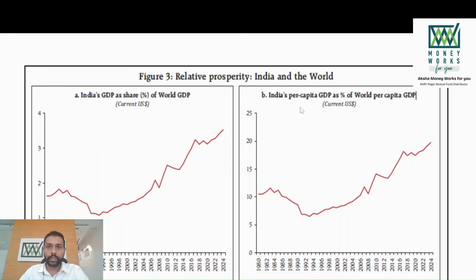Same with GDP per capita, we have been gaining share. The relative prosperity is increasing for India compared to the world. It is about 20% now. This is data for 2024. Things have improved a lot.